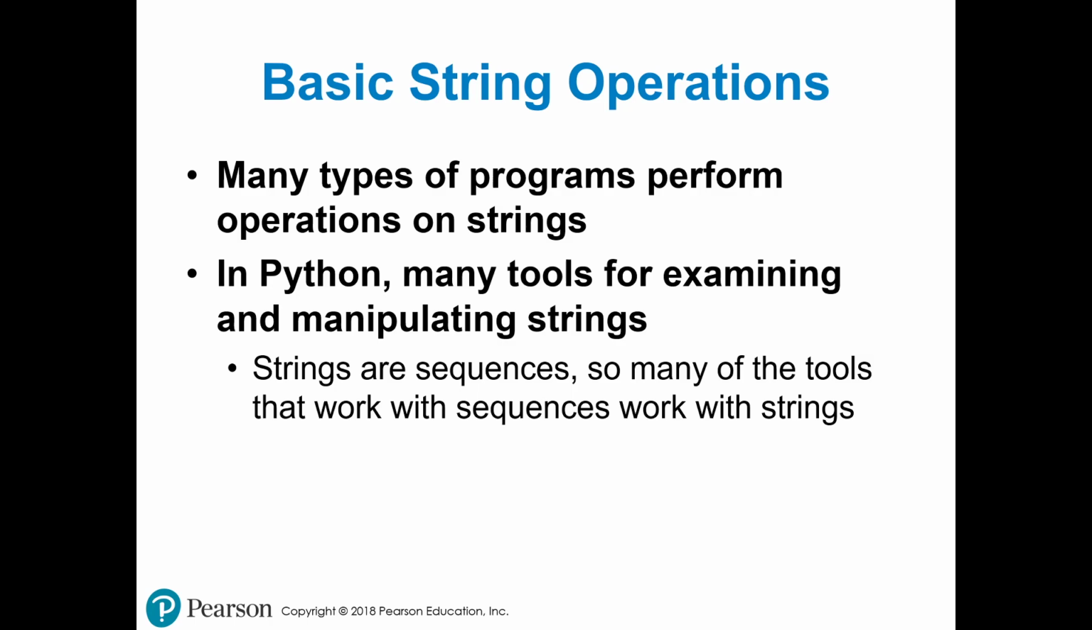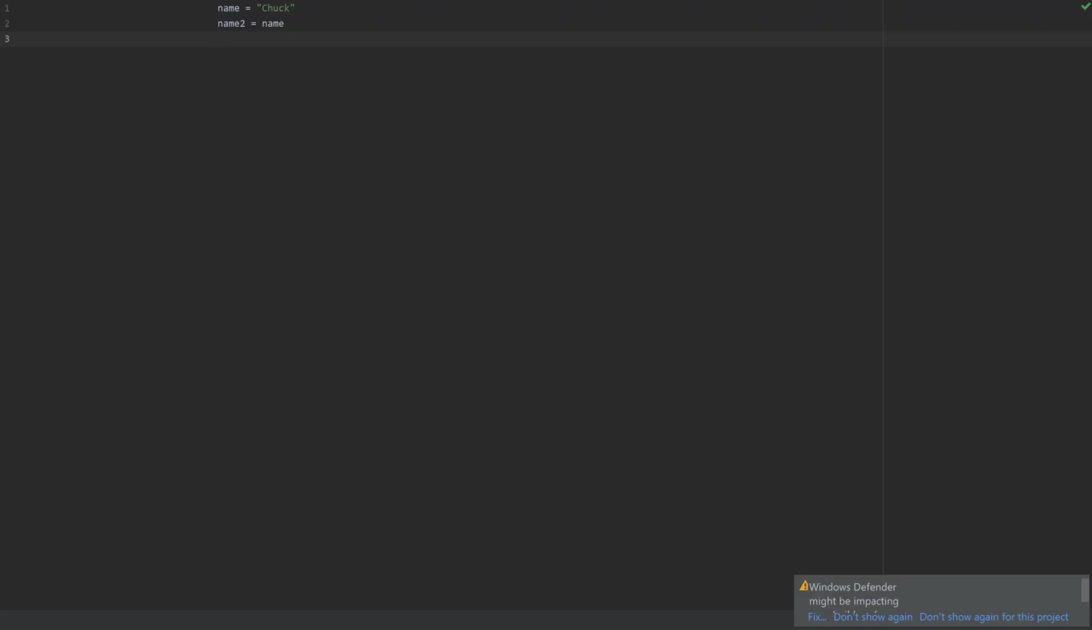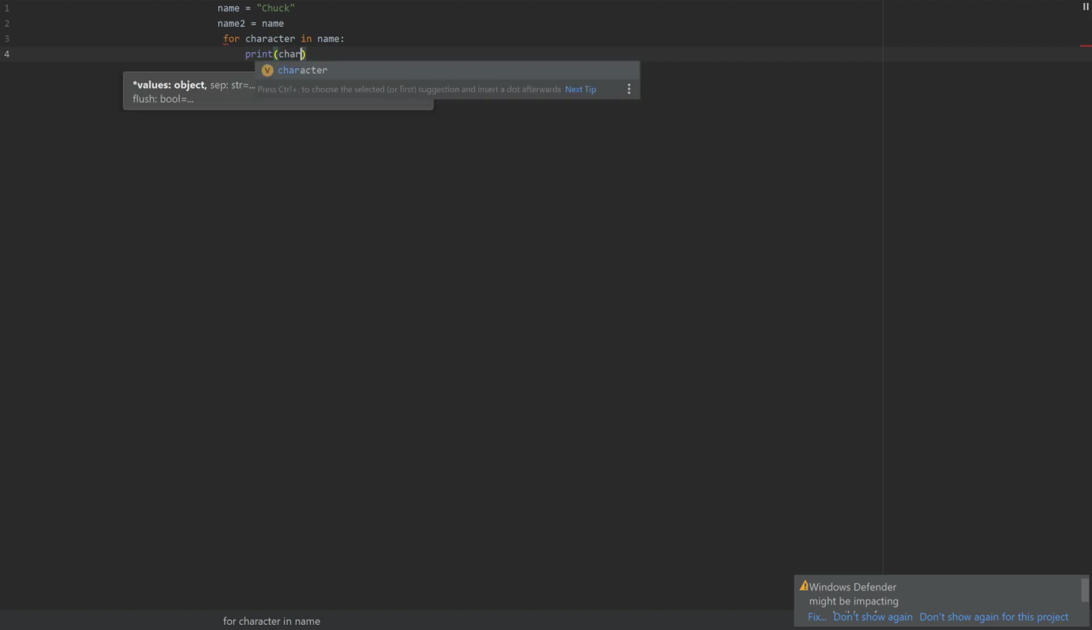So there are a lot of things that you can do with sequences that we've already looked at, for example, loops, and things that you can use strings for instead of, for example, generating a series of numbers. For example, we can use a for loop. We can say for character in string, and this will let us loop over a string. For example, I can say for character in name colon, print character.